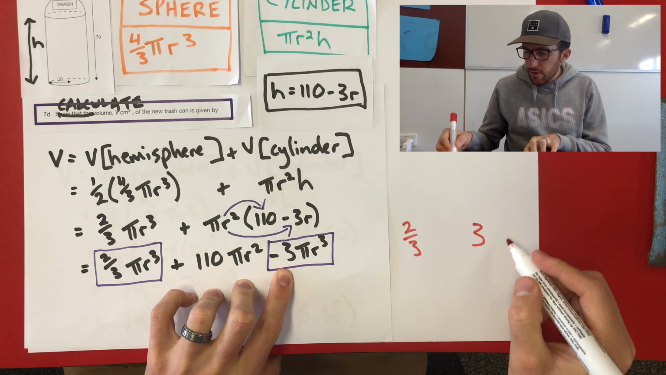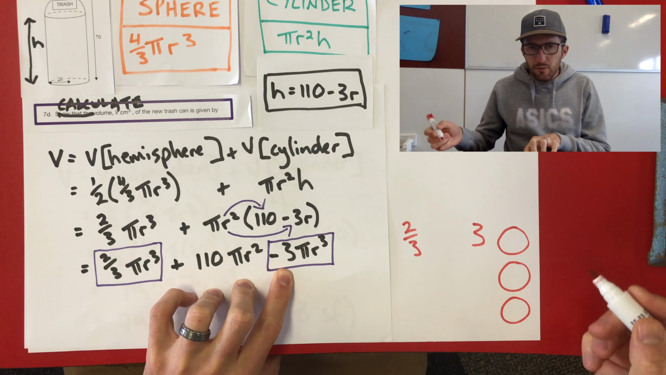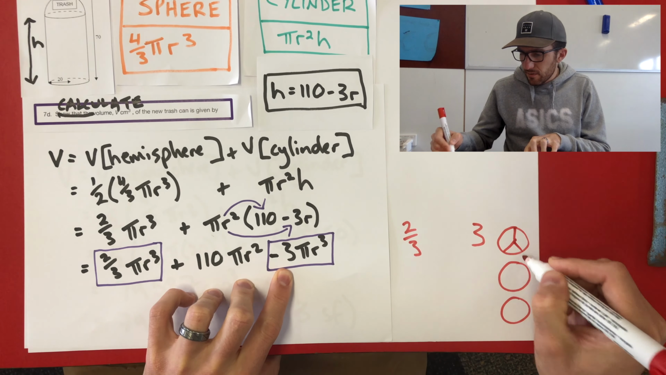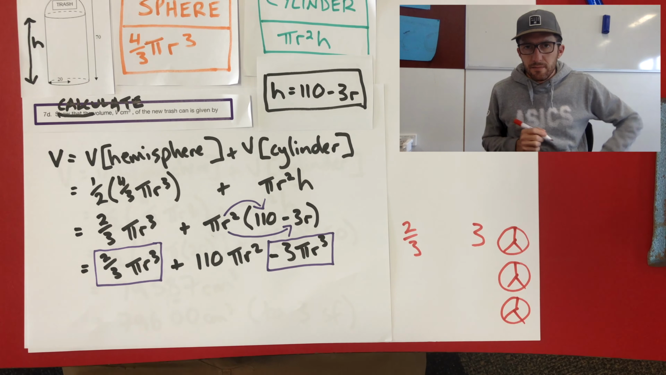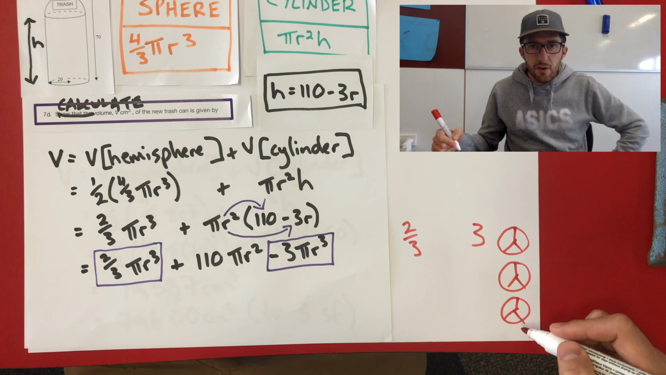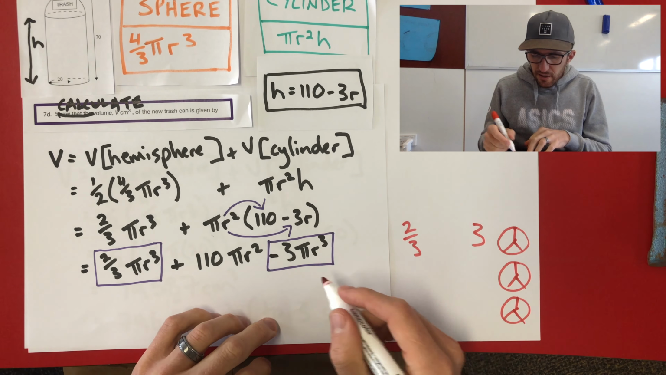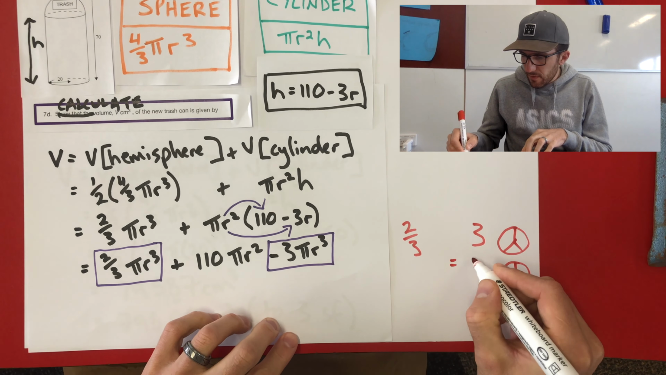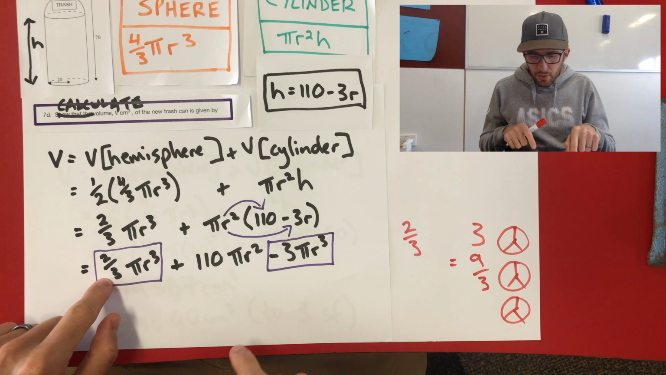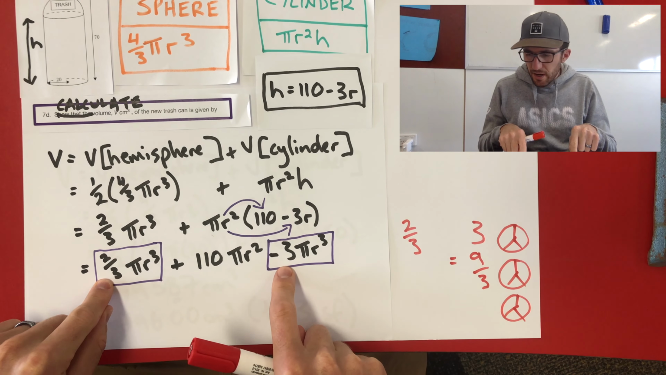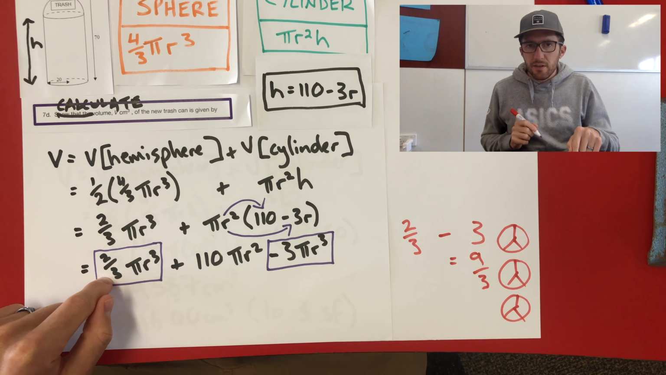Well, 3 represents 3 whole things, doesn't it? So how many thirds are there in those 3 drawings? There's 9 thirds altogether. So this number 3 is really like 9 thirds. And so what we're going to be doing is 2/3 take away 9 thirds. So 2/3 minus 9 thirds.